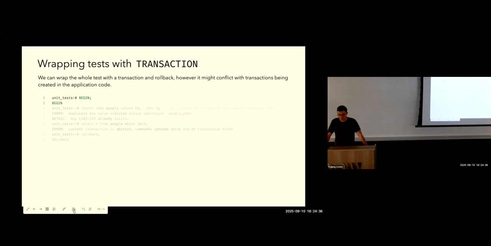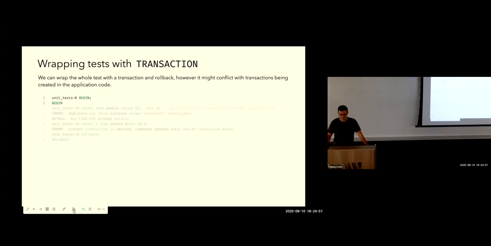experience. So the first intuitive approach is wrapping our test with a transaction. We can wrap the whole test with a transaction block, then just roll back. That's the simplest way of doing it. And if I remember correctly, that's how Ruby on Rails approaches tests. But it might cause conflicts because in our application code, we might depend on actual transactions.